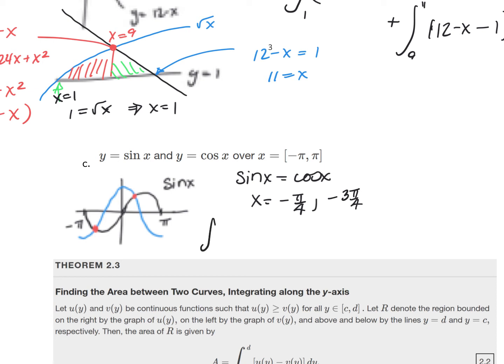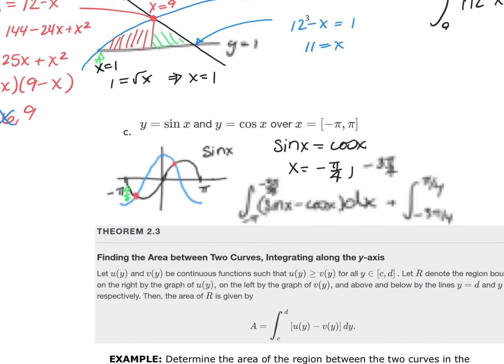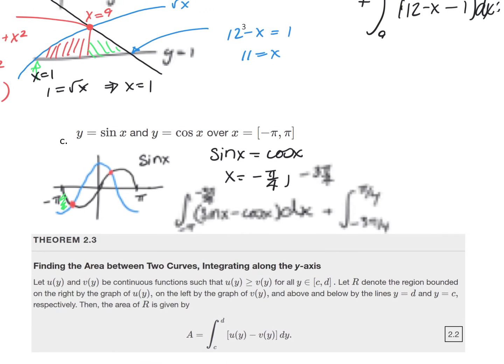I'm going to integrate the first piece from negative pi to negative 3 pi over 4. And in that region, my sine wave is above the cosine wave. It takes care of this region. And then I'm going to add to it the integration from negative 3 pi over 4 to pi over 4. And in that region, the cosine wave is going to be above. So that's the cosine of x minus the sine of x, dx. And that takes care of this region.